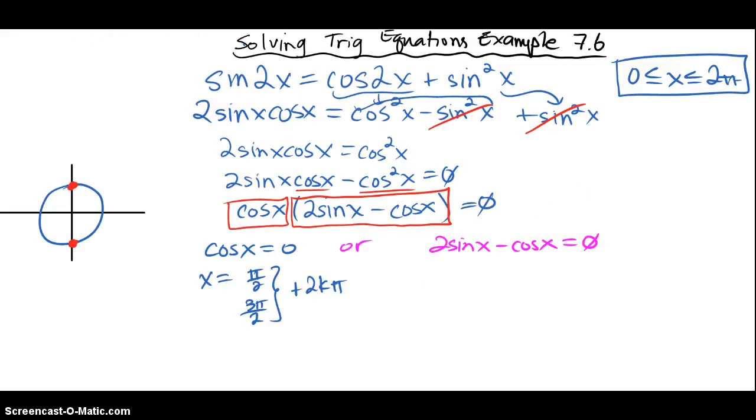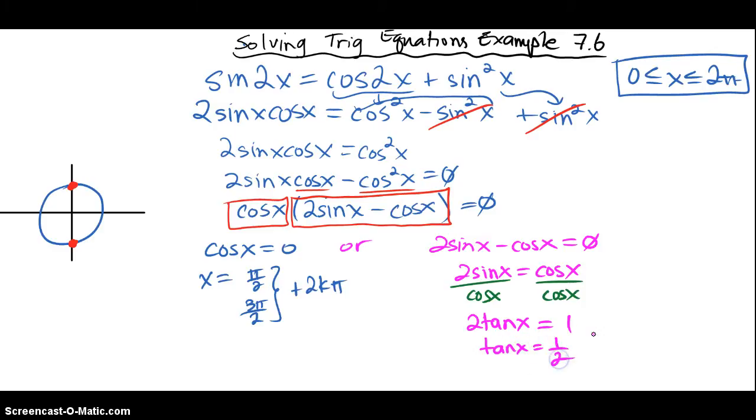Now to solve this equation over here, it looks a little bit tricky because none of these are squared. So let's take the cos x to the other side. Okay, now what we're going to do is divide by cos. If we divide both sides by cos, we get sine over cos, which we know is tan. So 2 tan x equals, and cos divided by cos gives me 1. So now we can solve this. We get tan x equals 1 over 2.